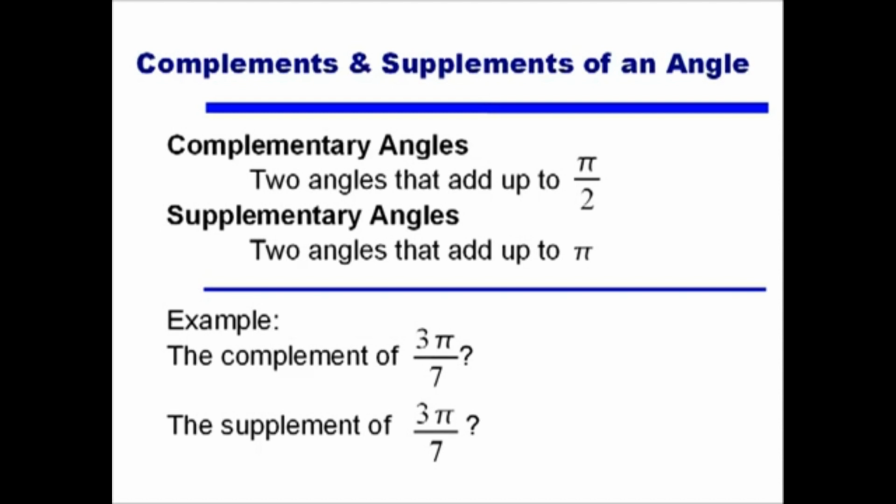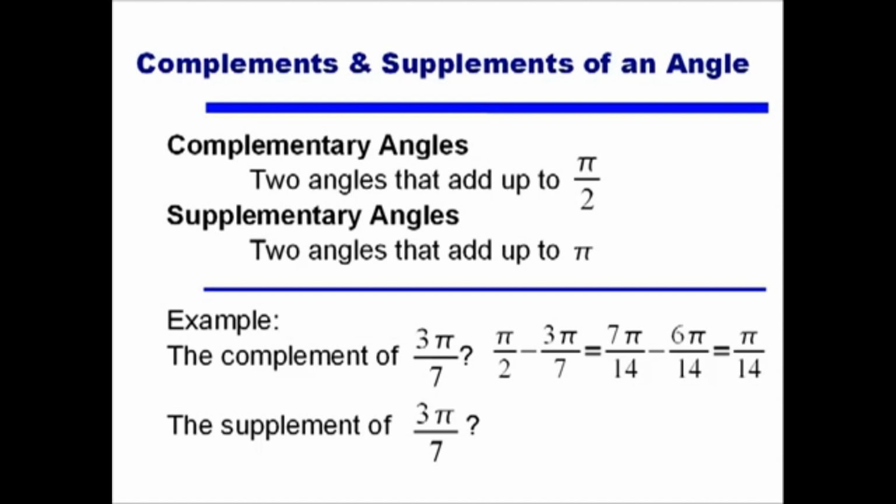And supplementary angles, that used to be 180 degrees, now we're going to think in terms of pi, two angles that add up to pi. So if I have an angle of 3 pi over 7, and I want to know its complement, I will subtract it from pi over 2. So pi divided by 2 minus 3 pi over 7, I think our common denominator will be 14, and that leaves us with a complement of pi over 14. So the complement of 3 pi over 7 is pi over 14.